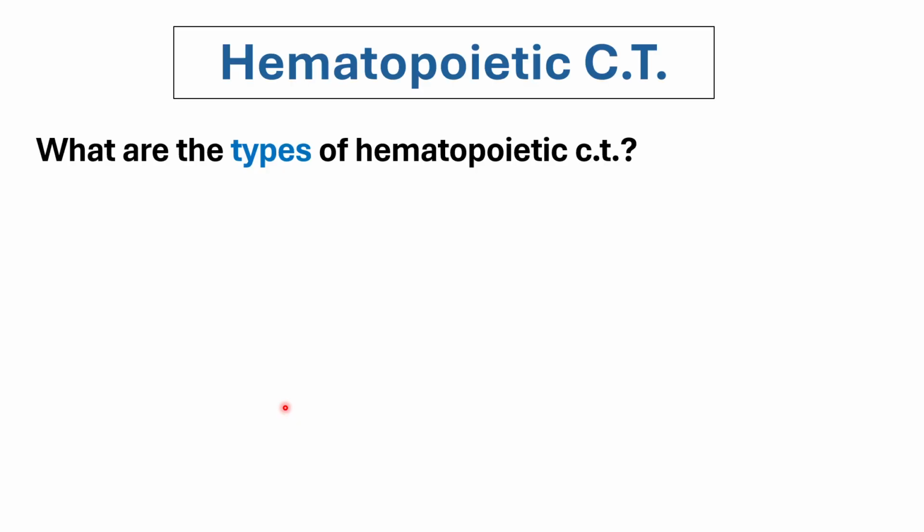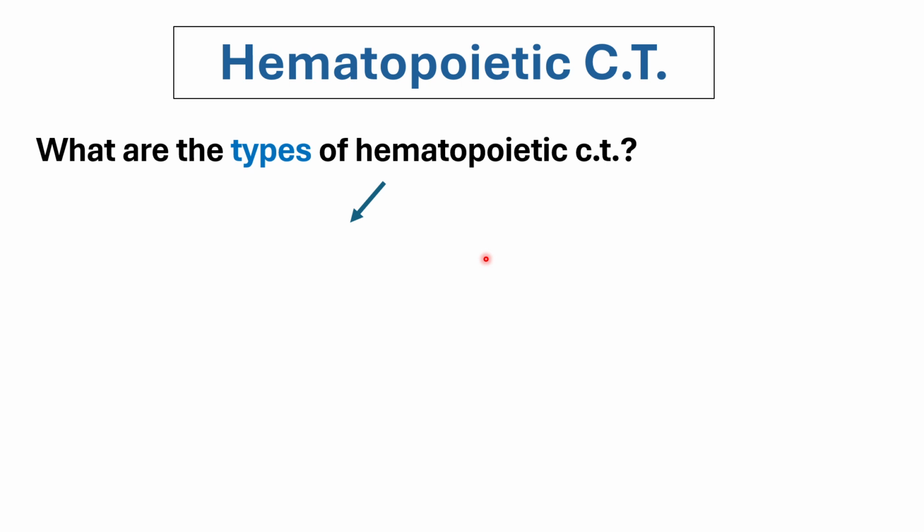Okay, again, let's focus first on the hematopoietic connective tissue. When you say hematopoietic, it means tissue that is producing blood cells. So, if you find a section of a hematopoietic connective tissue, what you should see are your immature versions of your blood cells or peripheral blood cells.